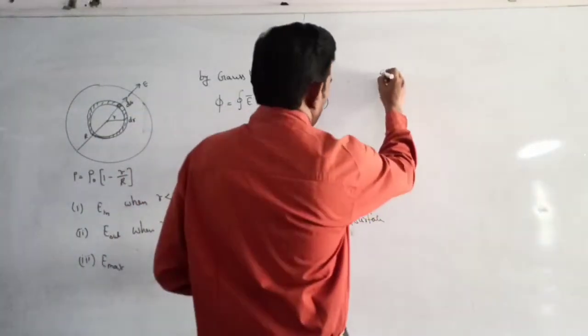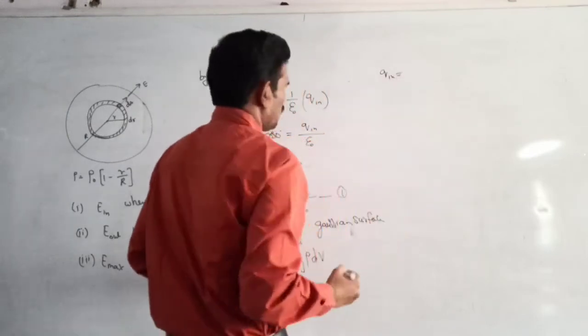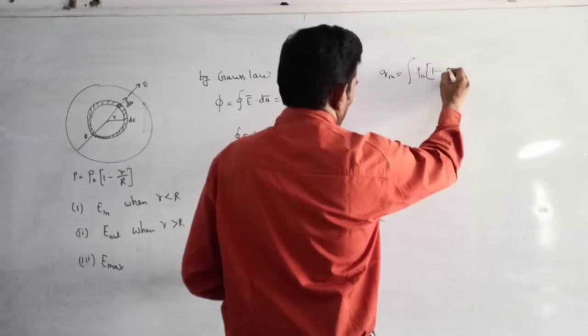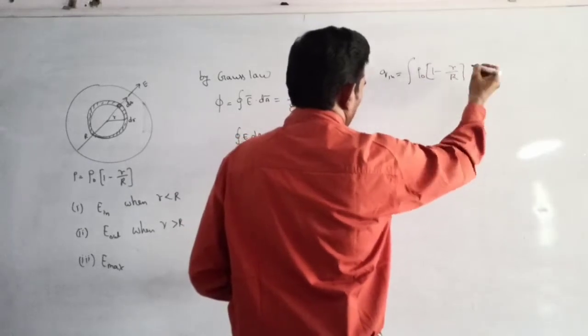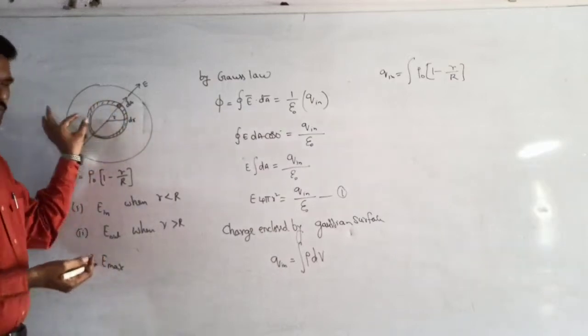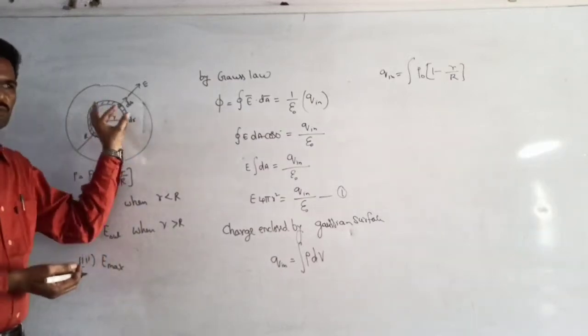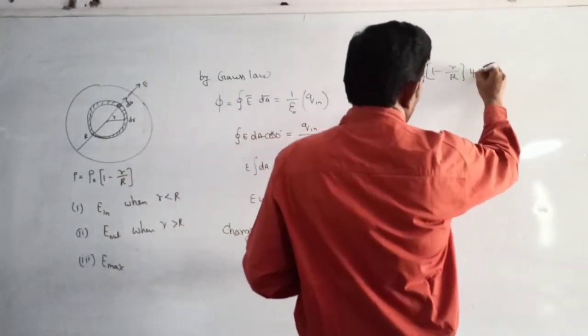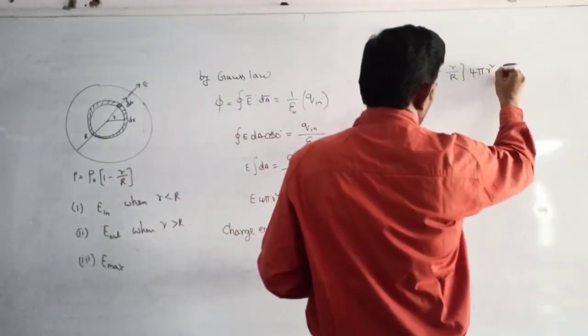And so that is nothing but I can write this as Q is equal to integral of rho naught into 1 minus r by R into dV, where dV is nothing but the volume of this spherical element. The small element for this charge we need to write here, the spherical element, is nothing but 4 pi r square into dr.